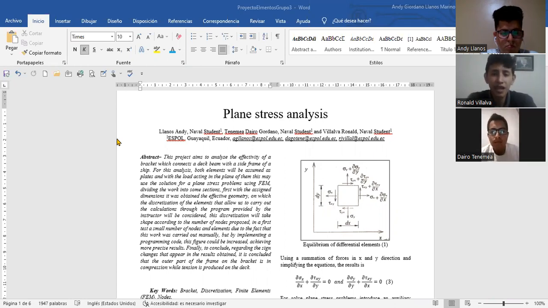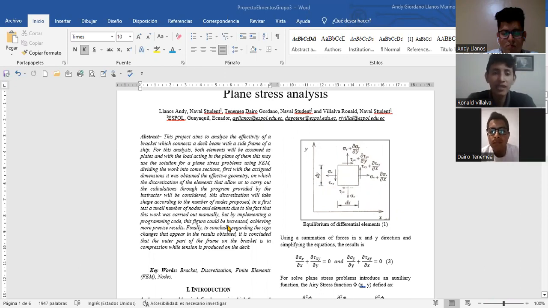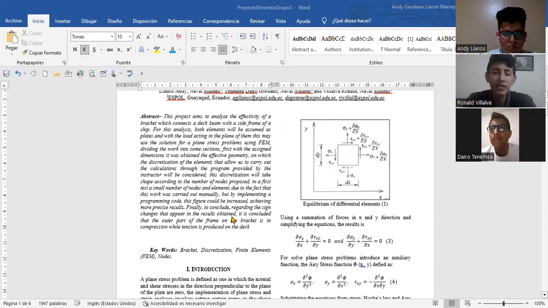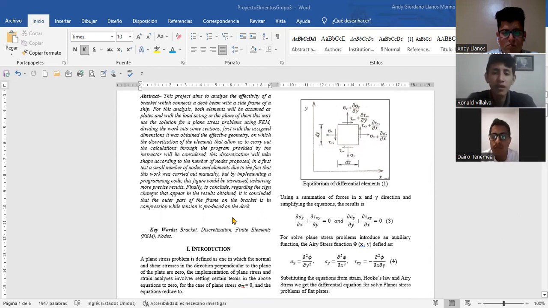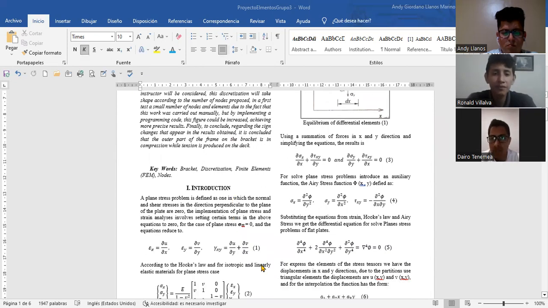So a plane stress problem is defined as one in which the normal and shear stress in the direction perpendicular to the plane of the plate are zero. With this information, we get the equations for the strain relation with the deflection in x and y. And according to Hooke's law, the relation with the normal stress and shear stress and Poisson ratio.